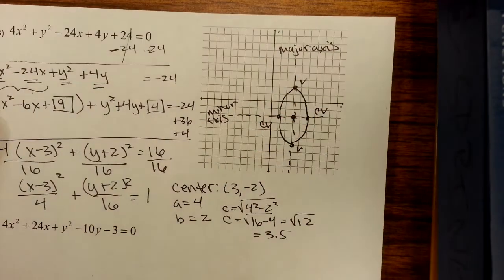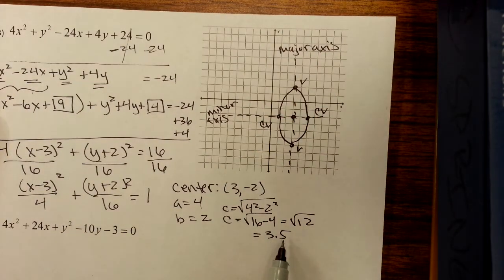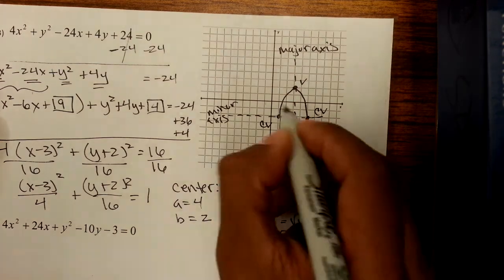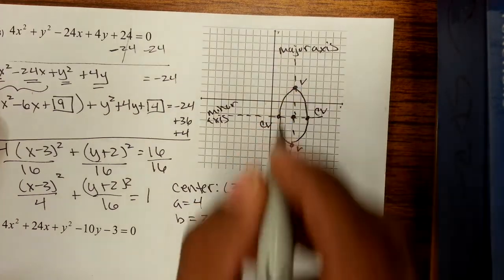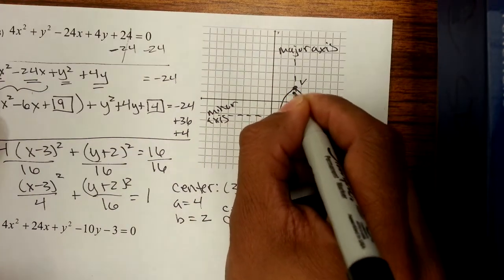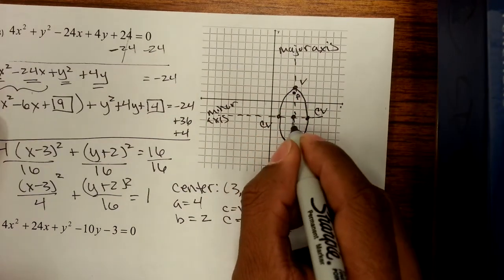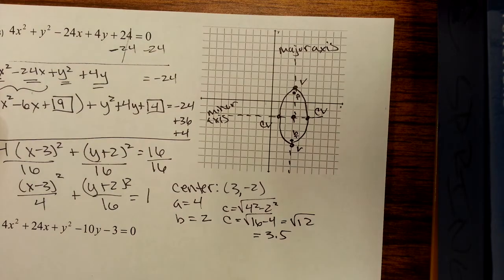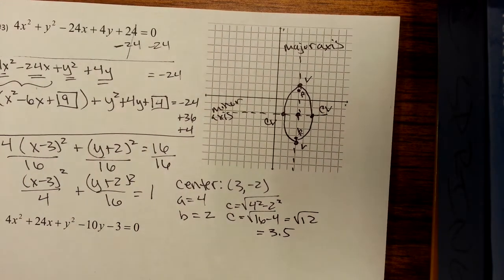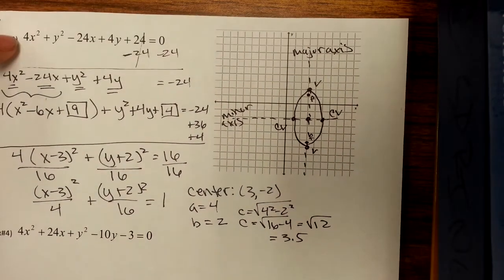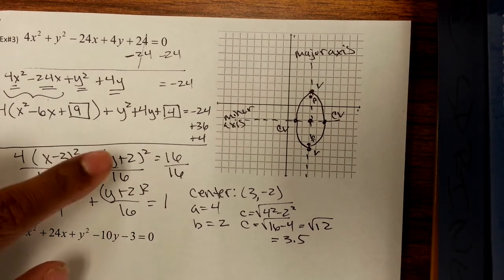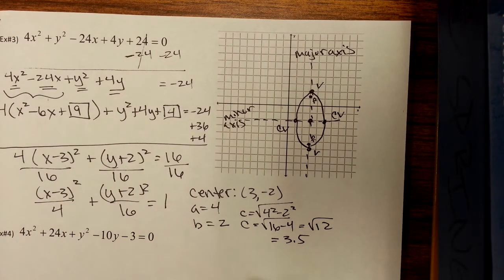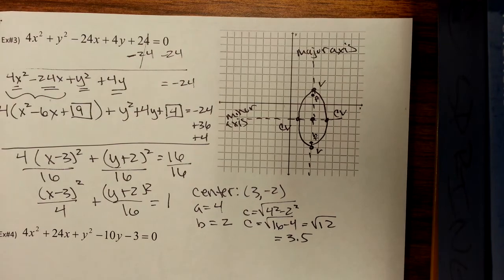And let's put our focus down. Focus is 3.5 units away from the center on the major axis. 1, 2, 3.5. So there's my focus, very close to the vertex. There's my other focus, very close to the vertex. All right, so in this example, we took a quadratic form ellipse, completed the square twice, got 2 special numbers, got it in standard form, and we can graph.